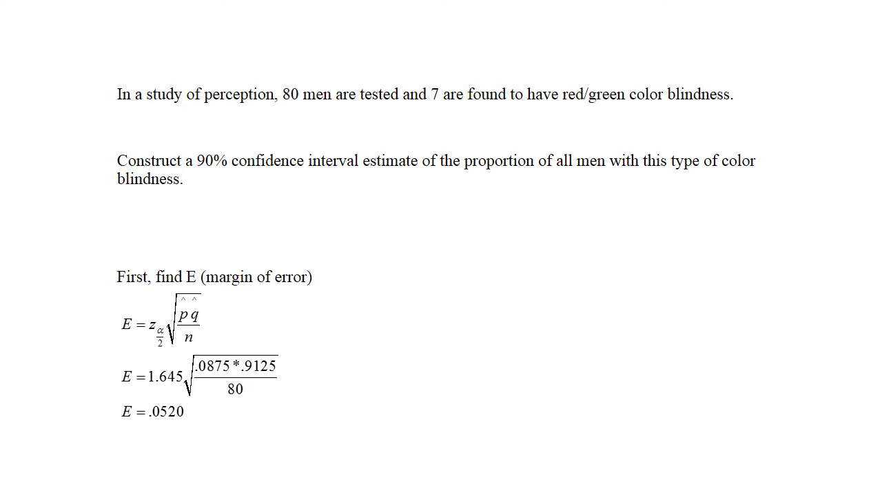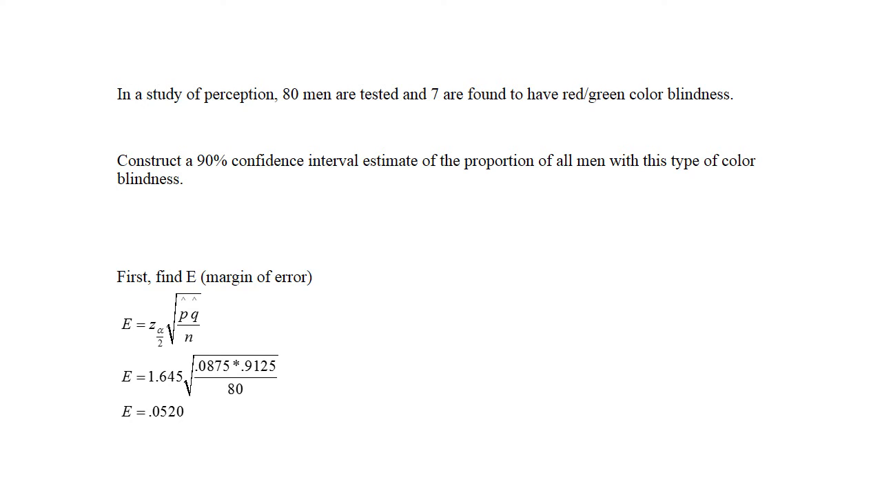Since this is a 90% confidence interval, that means we have 10% left for the two tails. Since it is a normal distribution, it is symmetric, which means that 5% goes in each of the tails. 5% is in the left tail, 5% is in the right tail. If you look up the area 0.05 in the normal table, you get the z-score of 1.645.